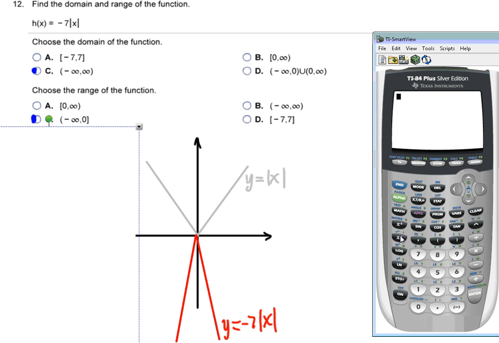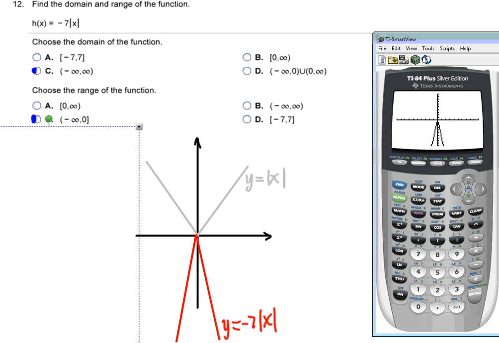the domain would be negative infinity to infinity. Now, for those of you that like to use the calculator and you have a TI-81, TI-83, or 84, I will show you how to do the same thing. First of all, you go to Y equals, and then we want to put in a negative 7, and to get to absolute value, we'll go to math, over to number, and you see ABS, that's absolute value, number 1. We'll enter that and put an X, enter, and graph.